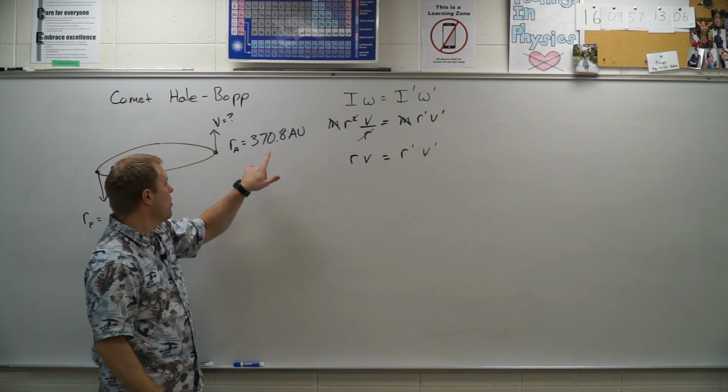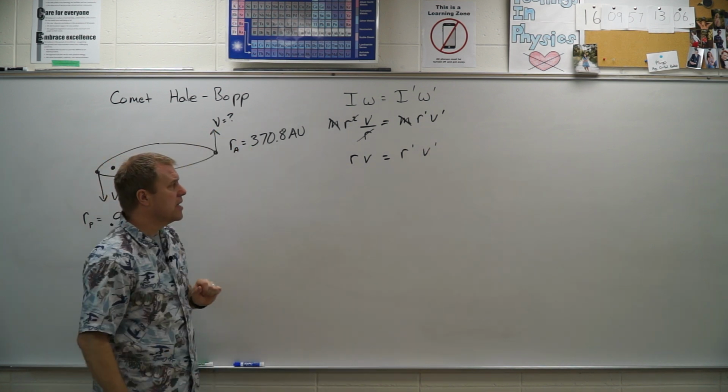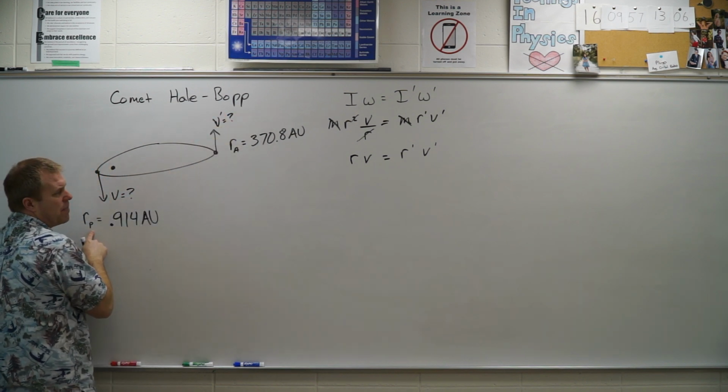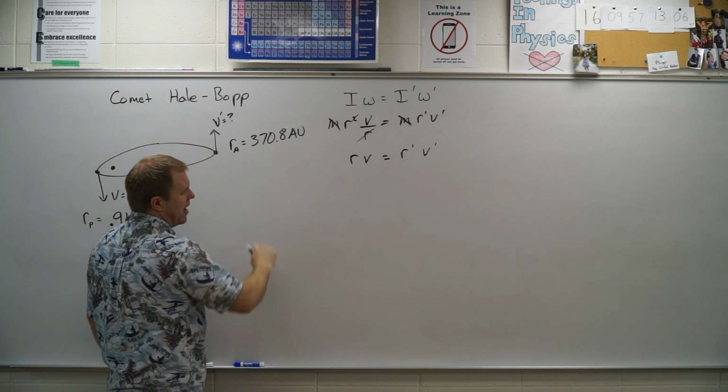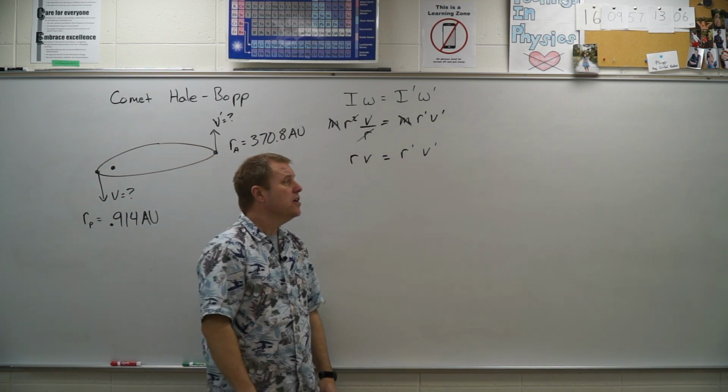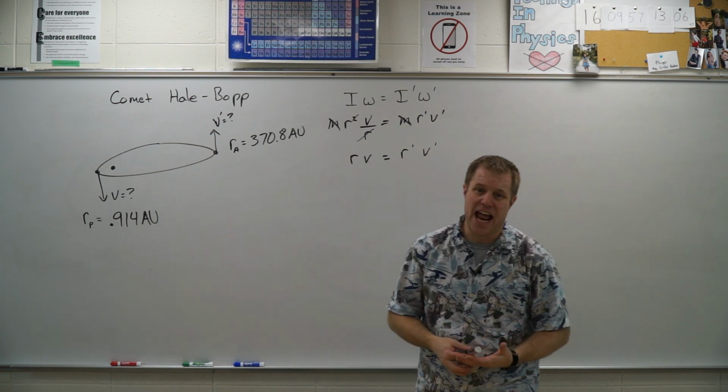So this has the two unknowns that we're looking for. We'll call this one v and we'll call this one v prime. This r perihelion we'll just call r, and r aphelion we'll call our r prime. Now we need to set up our work-kinetic energy theorem.